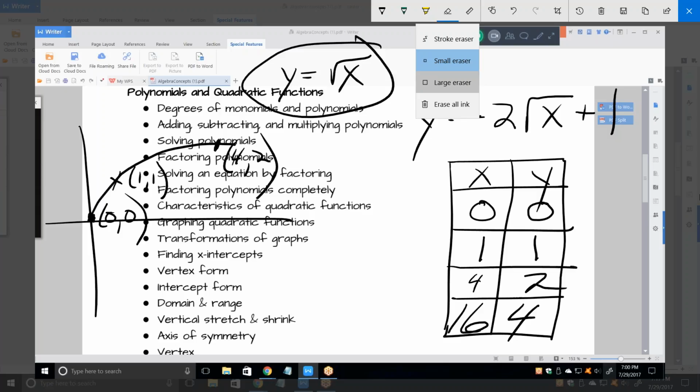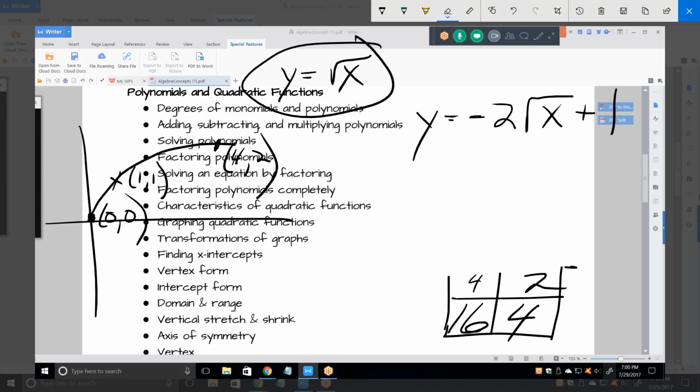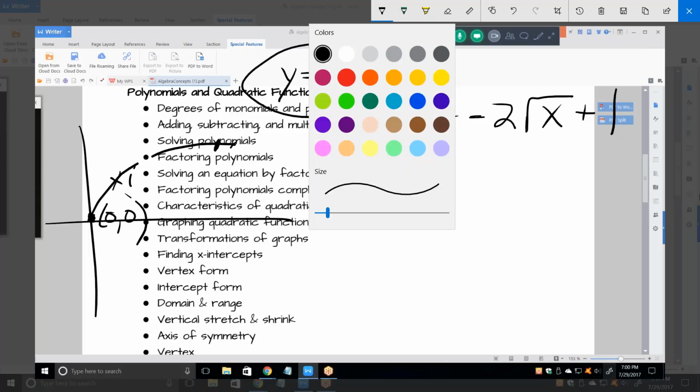Okay, so now I've got 3 things I'm doing to this function. What are they? There's a vertical reflection over the x-axis. Let's do that one first.